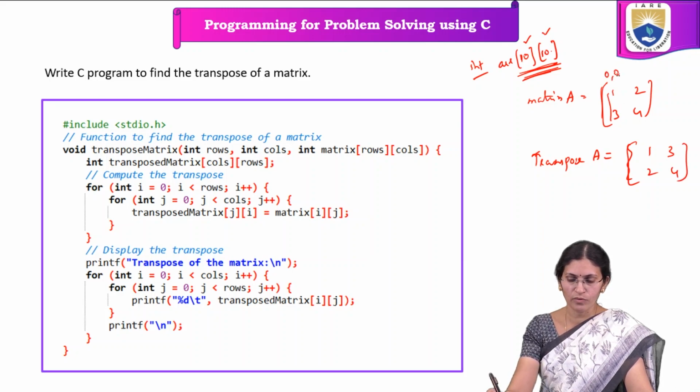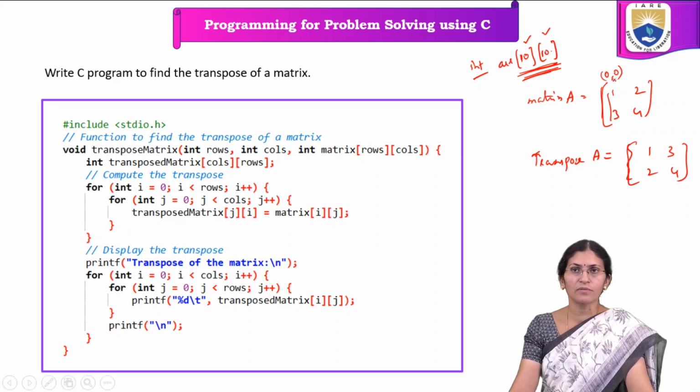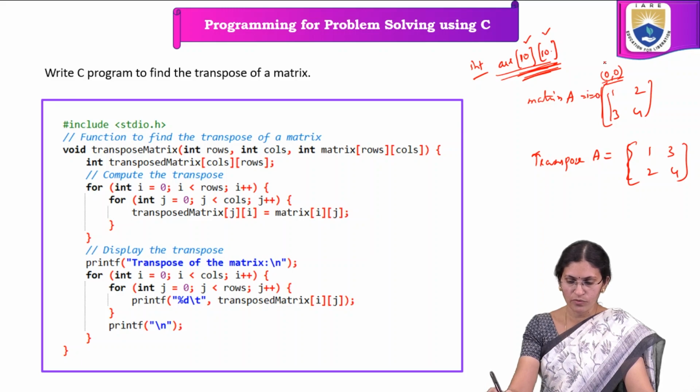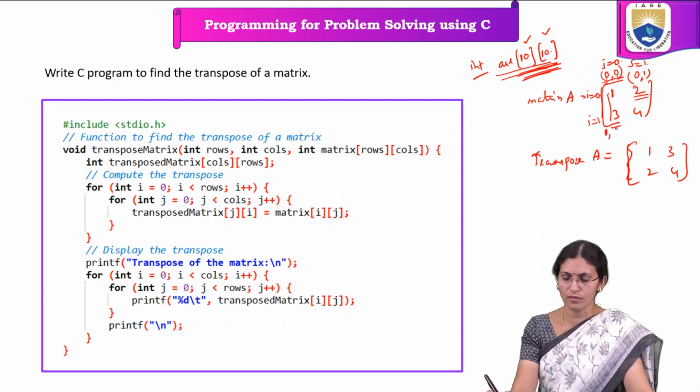In order to access the first element, we can use the array indexing principle. The first element of the array can be accessed by 0, 0. That means i is equal to 0 and j is equal to 0. These are the rows and these are the columns. So the first element can be accessed by the 0th row and 0th column. Then the second element has the index 0, 1. This element has i equal to 1, j equal to 0, and this has the index 1, 1.